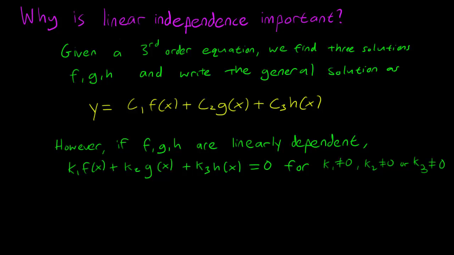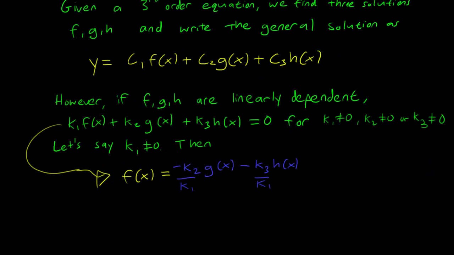However, if f, g, and h are linearly dependent, then we know that k1 f plus k2 g plus k3 h equals 0 for some k1, k2, k3 that are not all 0, so either k1 is not 0, k2 is not 0, or k3 is not 0. So let us consider the case when k1 is non-zero. Then we can solve for f like so, dividing both sides of the equation by k1 to get f(x) equals minus k2 over k1 g(x) minus k3 over k1 h(x). Notice that this is impossible if k1 was 0.